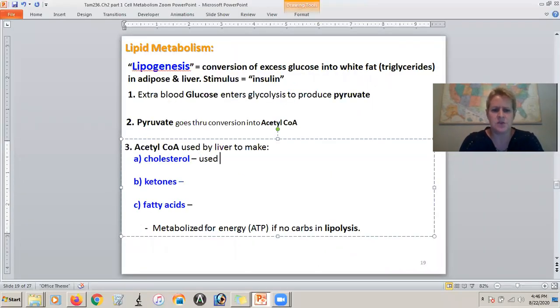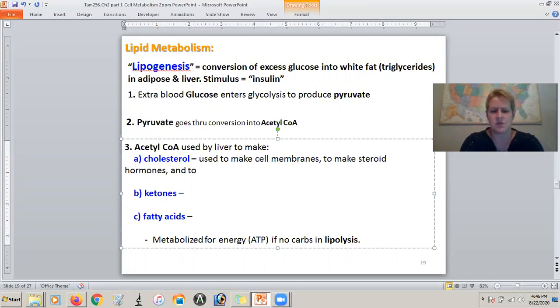Cholesterol is used to make cell membranes. It's used to make steroid hormones and, what else am I missing? Oh, bile. What is bile used for? It's part of your digestive system. Bile is produced by the liver and it's stored in your gallbladder.